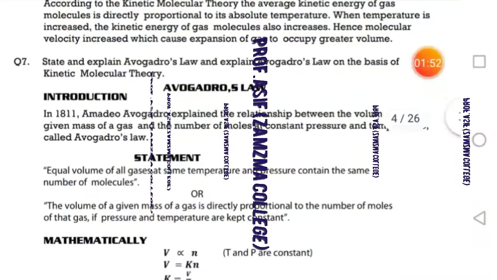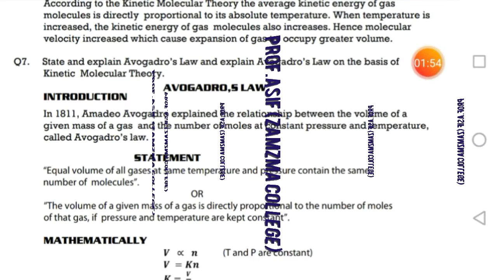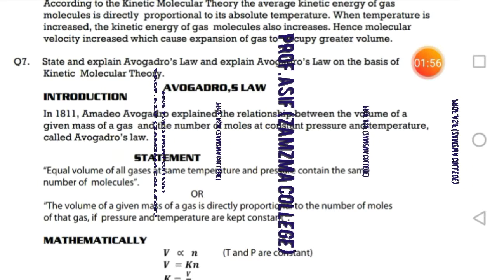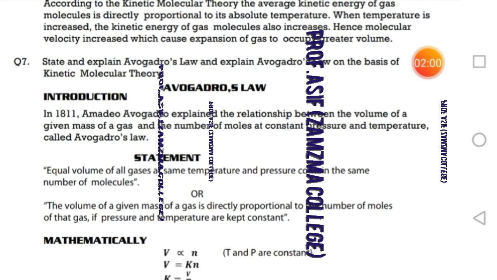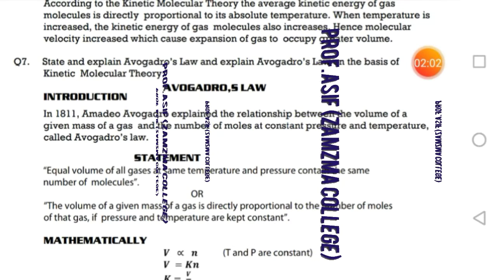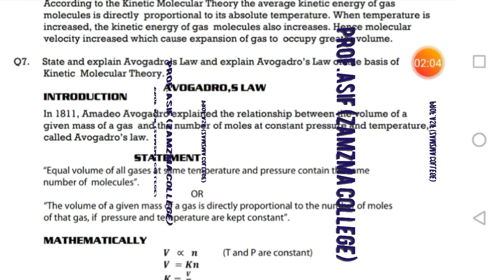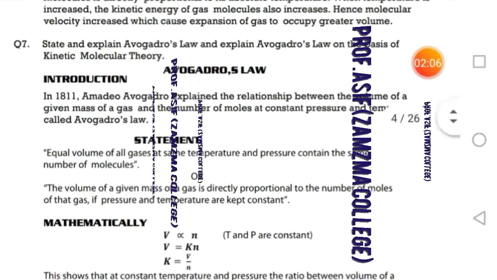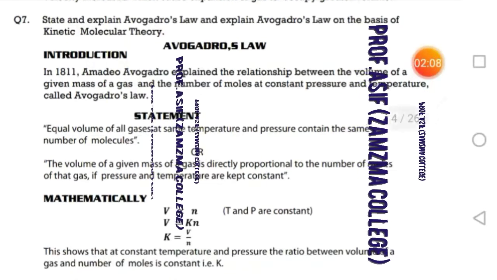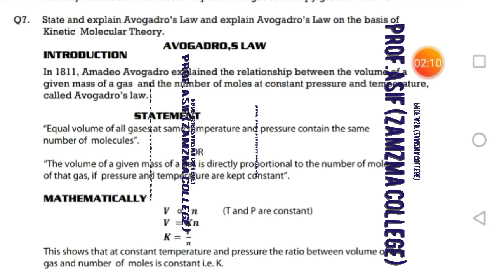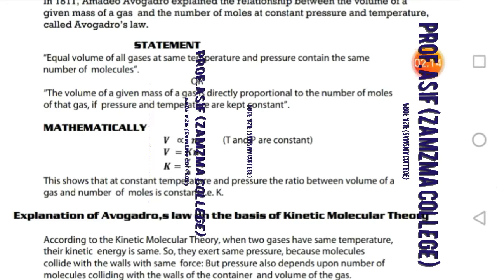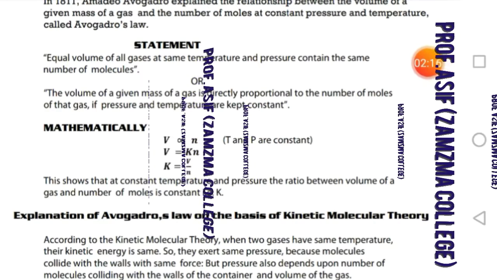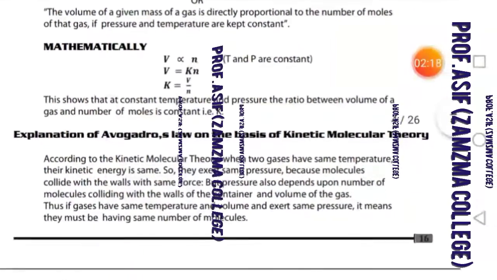Look at Avogadro's law now. Avogadro's law is very simple to understand: equal volumes of all gases contain an equal number of moles, but the necessary condition is that pressure and temperature must remain constant. If these two factors are not constant, then this relationship cannot be observed.